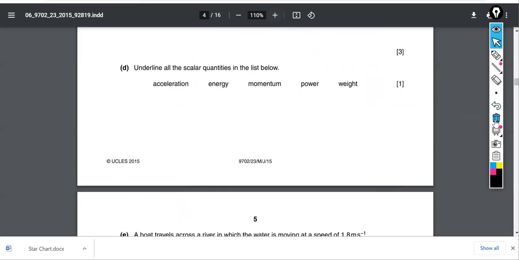The question goes on. Underline all the scalar quantities below. So remember vectors and scalars, right? And you had to check boxes on a list or something like that. And so by now we've maybe introduced a number of these, but not all of them. So we just want to underline the scalars. Acceleration, that's a vector. Energy is a scalar. Momentum is a vector. Power is a scalar. Weight is a force. Forces are vectors. So vector, scalar, vector, scalar, vector. And we'd only underline these two.